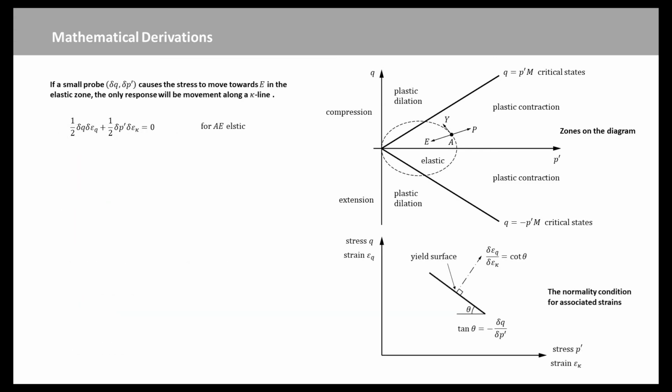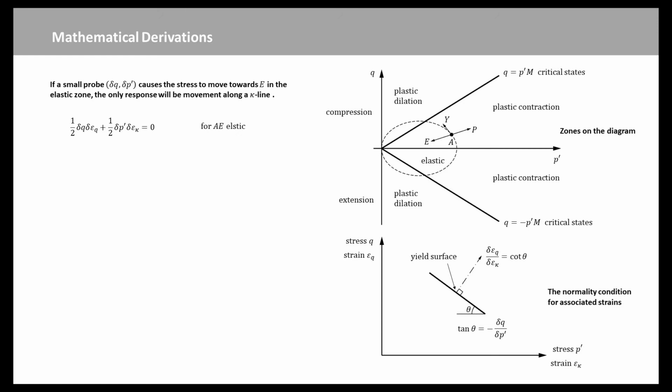The second major step in the derivation of Cam Clay is to invoke Drucker's concept of stable yielding on the elastoplastic boundary, which plasticians often call the yield surface. In this delta W equation, the last term represented the work done by the probe, delta q, delta p dash itself. Consider a point A on the yield surface in this figure. If a small probe causes the stress to move towards E in the elastic zone, the only response will be movement along a kappa line.